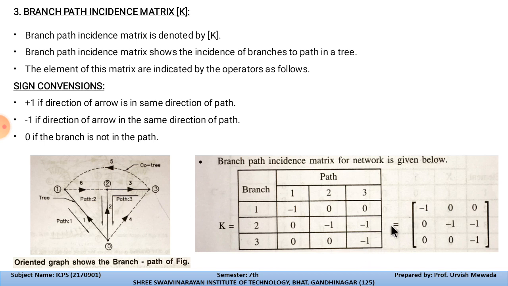So from this we have 3 operators, or we can say 3 paths in the tree, that's why this matrix is formed 3 by 3. So this is how we can form the branch path incidence matrix. Please keep in mind the sign convention. In this we have one typing mistake: instead of this same, we have the opposite direction. Please correct it, students, on your side.